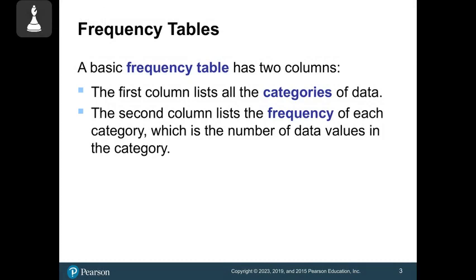A basic frequency table is going to have two columns. The first column is going to list all of the categories of the data. And then the second column is going to list the frequency of each category, or the number of times that data value was used.